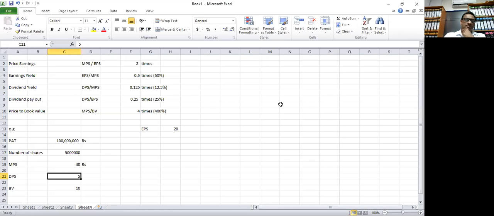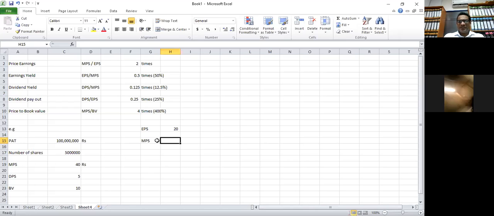These are beautiful ratios. All logical ratios. Now, to test your knowledge, tell me from these figures, if MPS is not given, how do you calculate the MPS? As finance students, you should know these things, valuation techniques. Here I have given the MPS, but if it is not given, how do you calculate it?